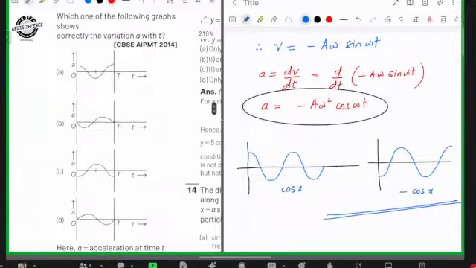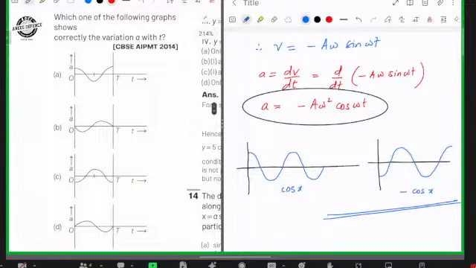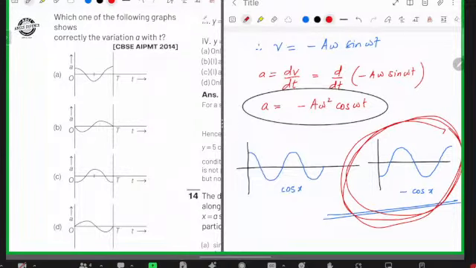Tell me which option is correct. This graph matches with which option? Option C. Yes, very good. Option number C is correct.